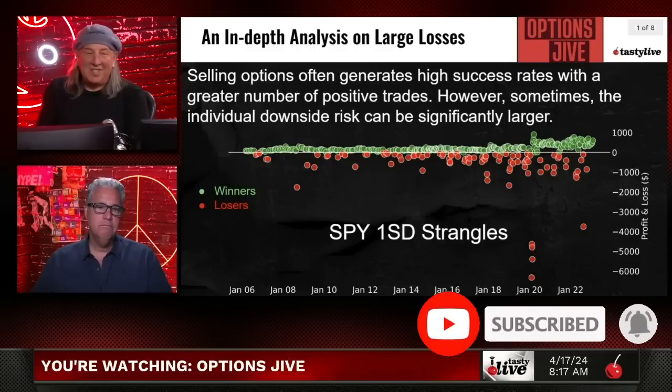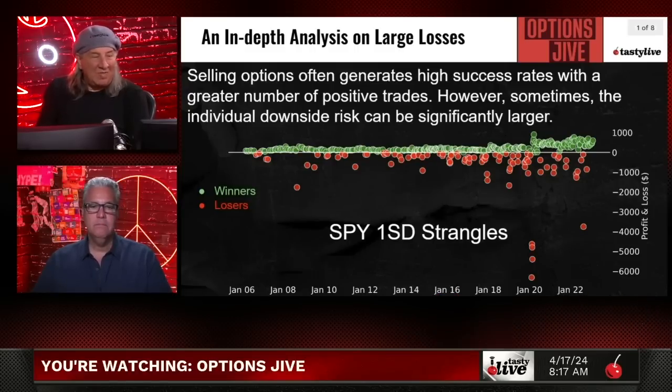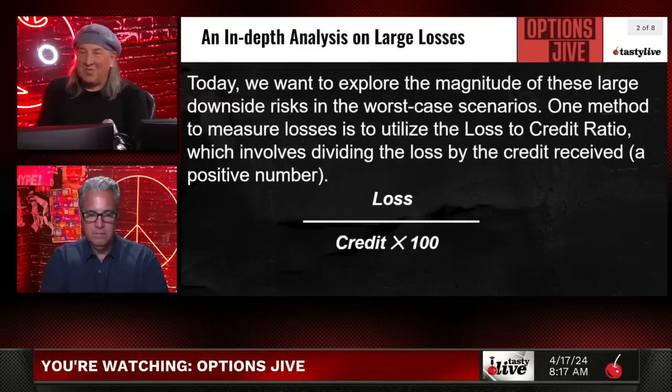So it's not like, hey, this didn't work. This is really simple math. You can only make what you sell, but you can lose an unlimited amount. Therefore, you have high success rates. And you can see all the green there is your success rate, but the red's where it gets a little ugly. Today, we want to explore the magnitude of these large downside risks in the worst case scenarios.